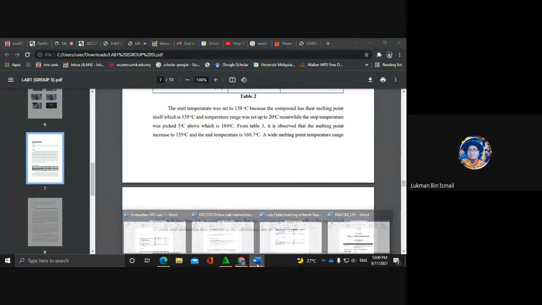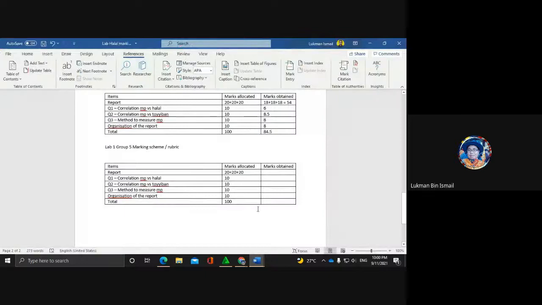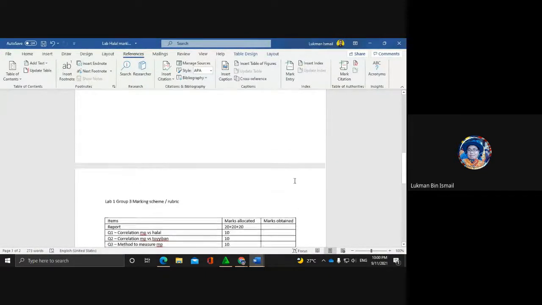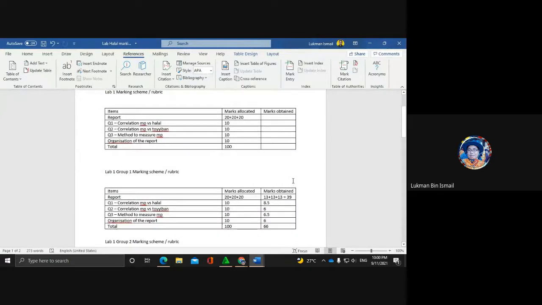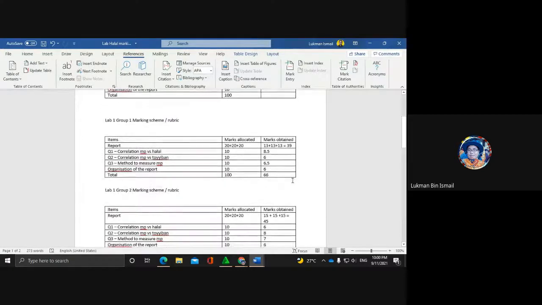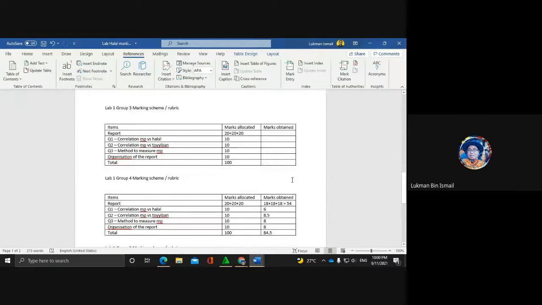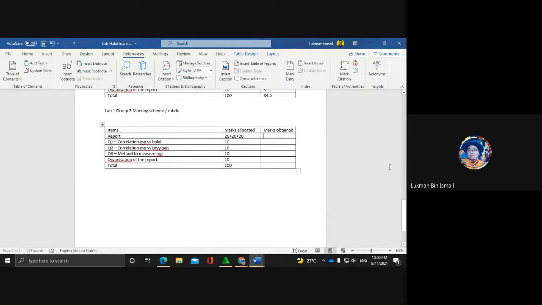So group 5, tak boleh mark. Okay, so dia akan dapat 14 jam. 14 jam. So 14 times 3, you have 42. 60.